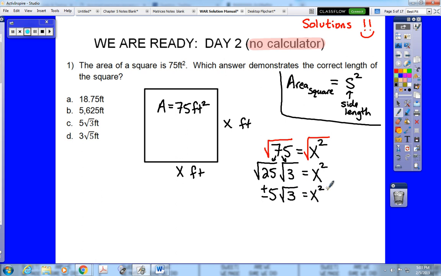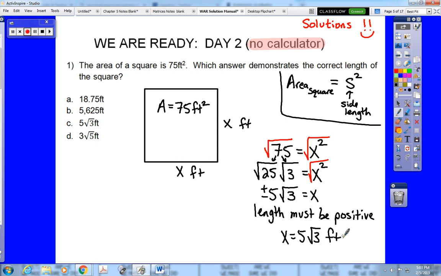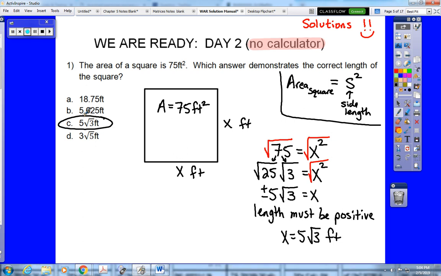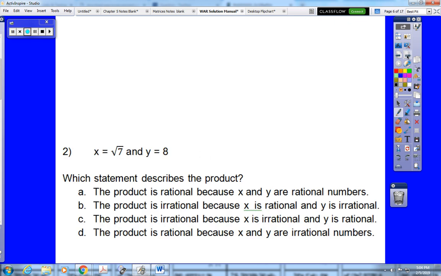So x is plus or minus, because technically I took the square root here as well, which was x. However, this is a length problem. Length, side length, must be positive, which means x is 5 root 3, and our units are feet. So the side length would be 5 root 3 feet, or c. Okay, on to the next problem.